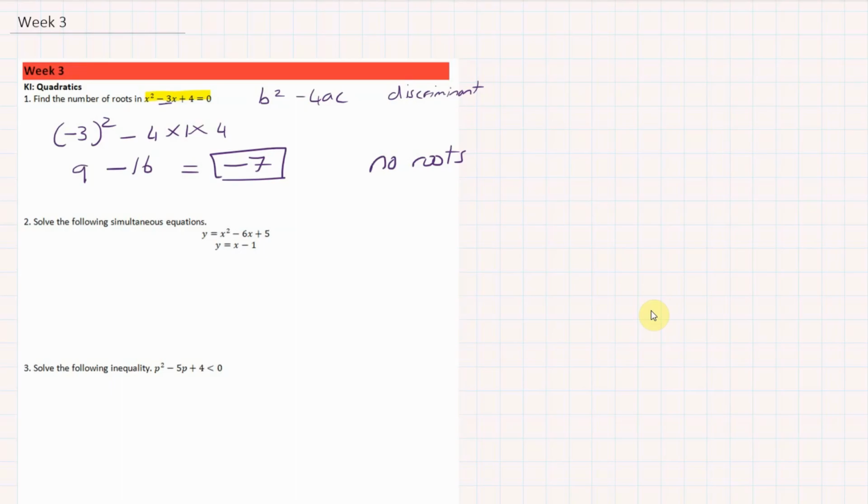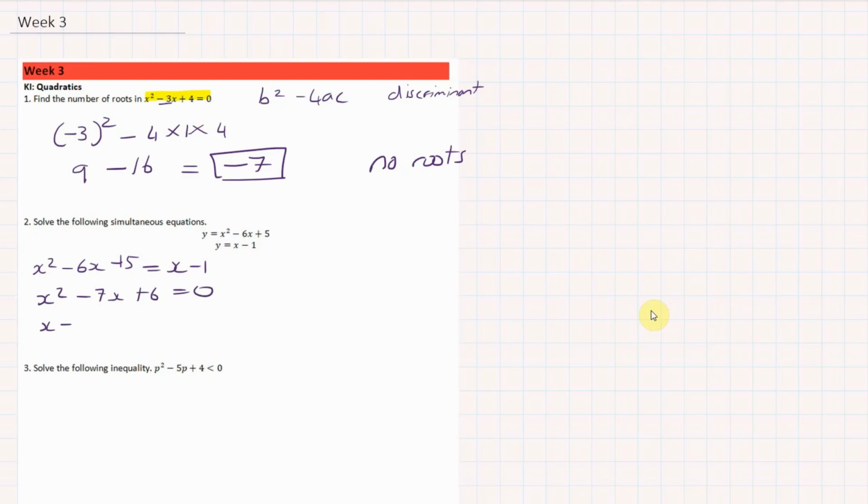Okay, next one, we are looking at a simultaneous equation. We're trying to solve it and find the values for x and y. So we're going to put x squared minus 6x plus 5 on one side, equal to y, and you also see that this is equal to y, so I'm going to make those two equal. Now I will bring everything across to the left hand side, so I'll get negative 7x and then plus 6 equals 0.